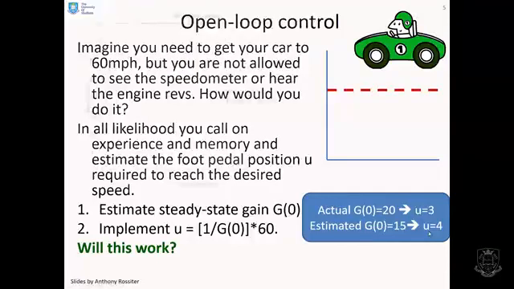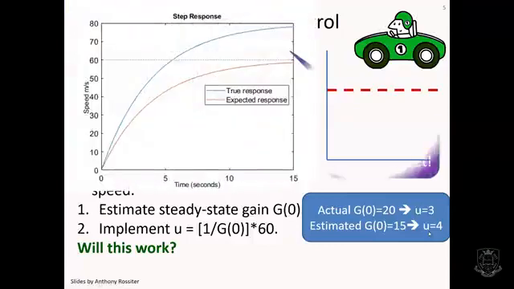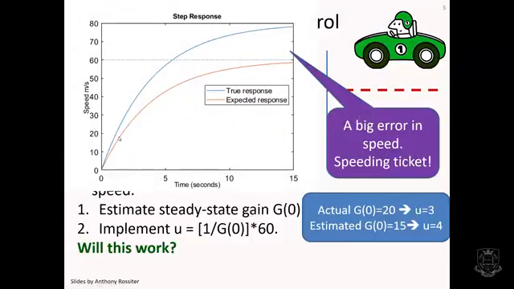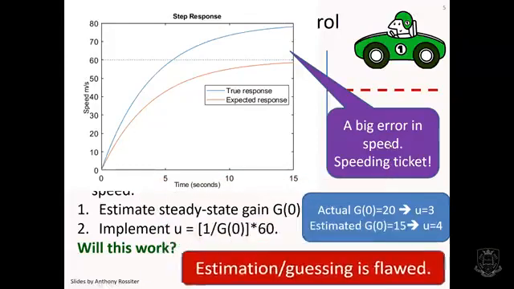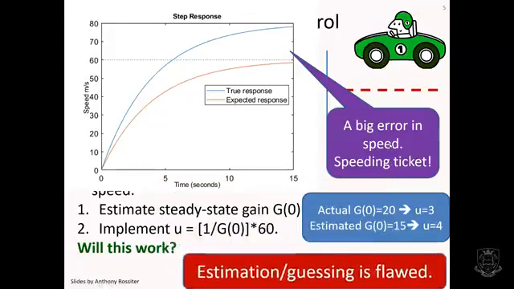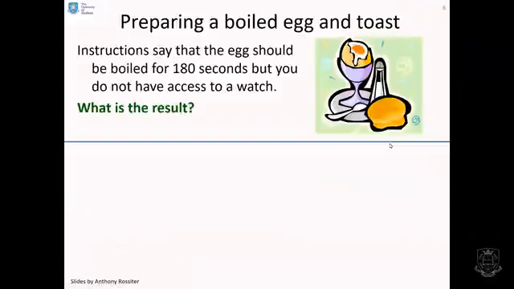So let's see what happens. You expect the speed to follow this brownish curve and get to 60 miles an hour. But in fact, you're going to end up at 80 miles an hour because your estimate of the gain was wrong. So you've got a big error in speed, you're going to get a speeding ticket. So remember, you're not allowed to see the speedometer. You don't actually know what speed you're doing. So the key thing is your estimation or your guessing was flawed and you end up with a problem.